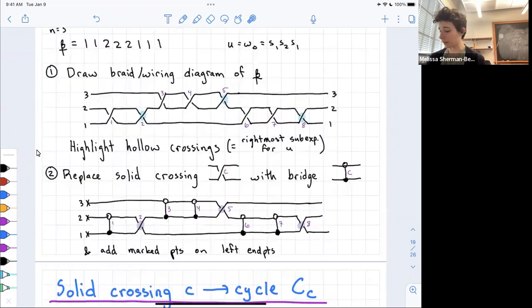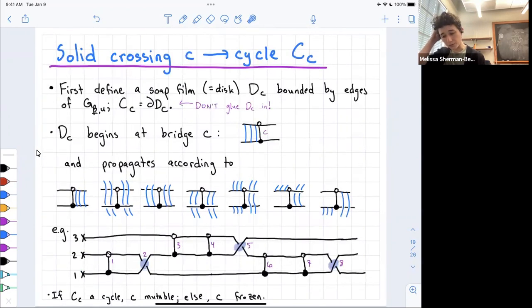Okay, so now I need to tell you what about these cycles? For each solid crossing, each cluster variable, I need a cycle. The easiest way to talk about these is to define a soap film or a disk that's going to run along the edges of my graph, and the cycle will just be the boundary of my disk.